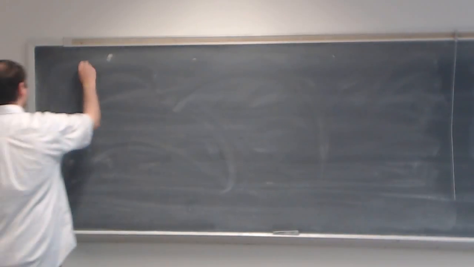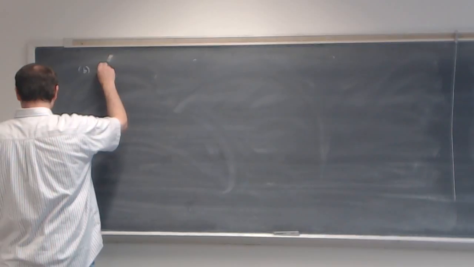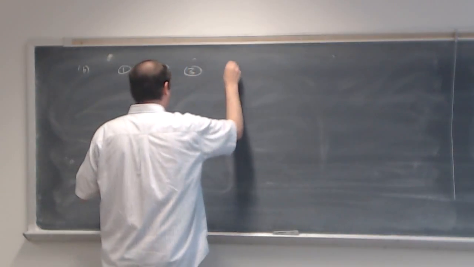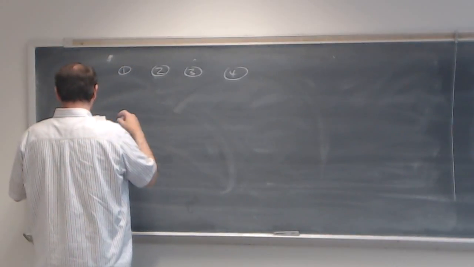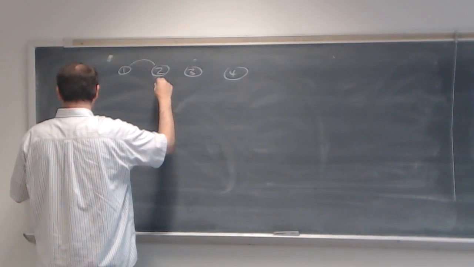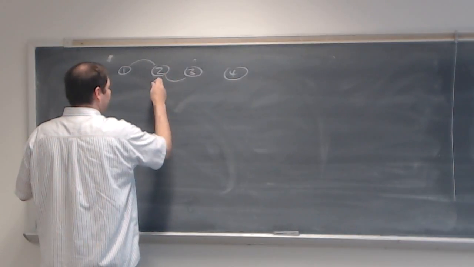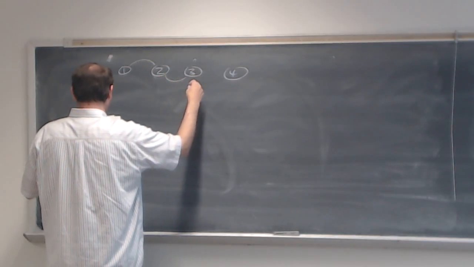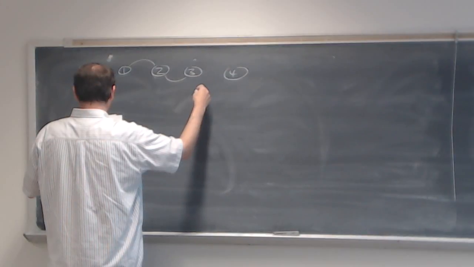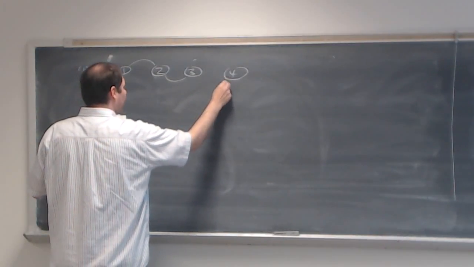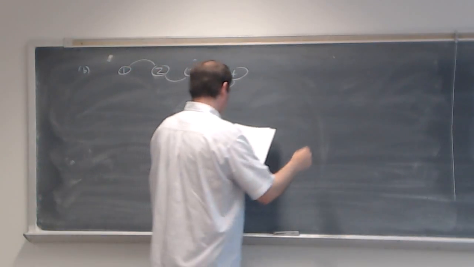Another example, called B, is if we have 1, 2, 3, and 4. Okay, so we have an arc between 1 and 2, an arc between 2 and 3. So I'm thinking 1 got sent to 2, 2 got sent to 3, and then what we have is 4 got sent to itself, a loop.